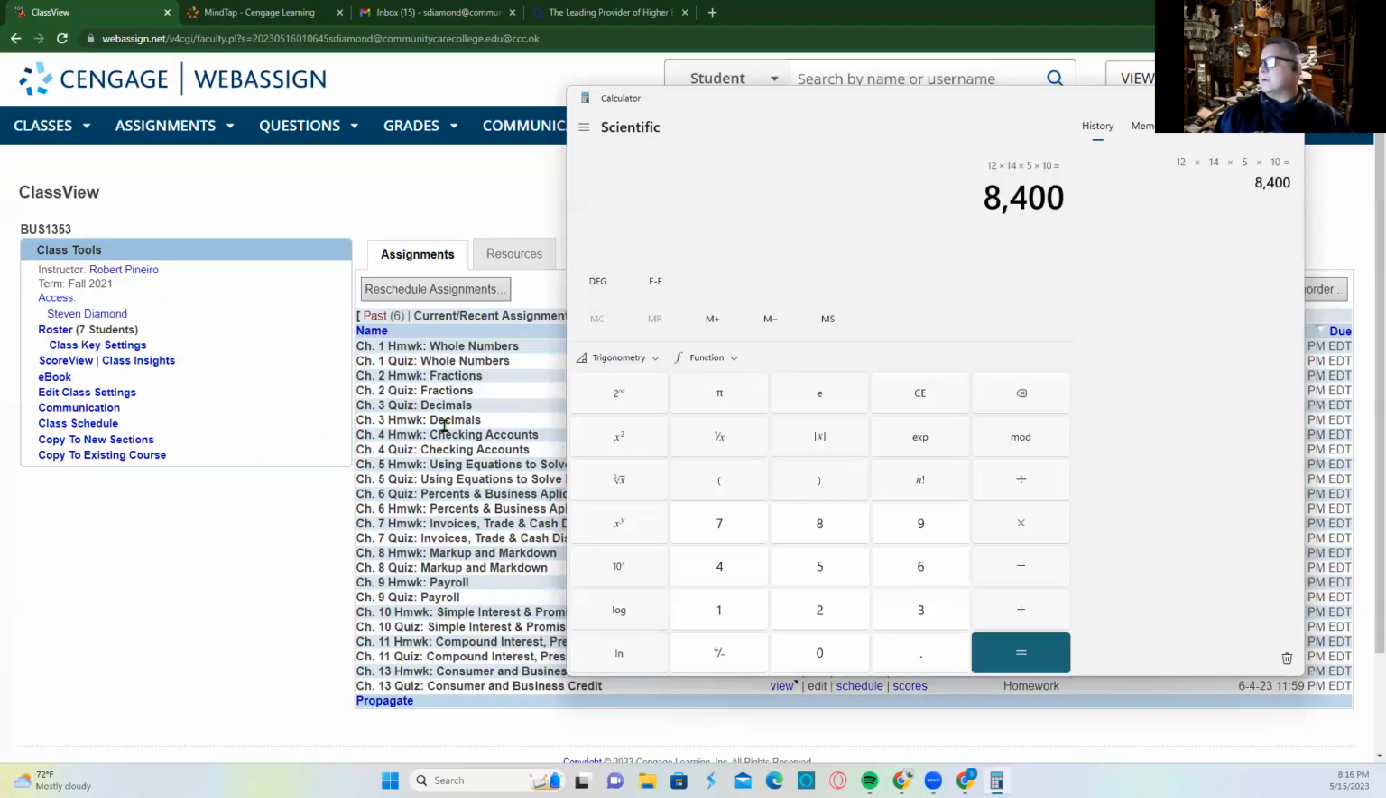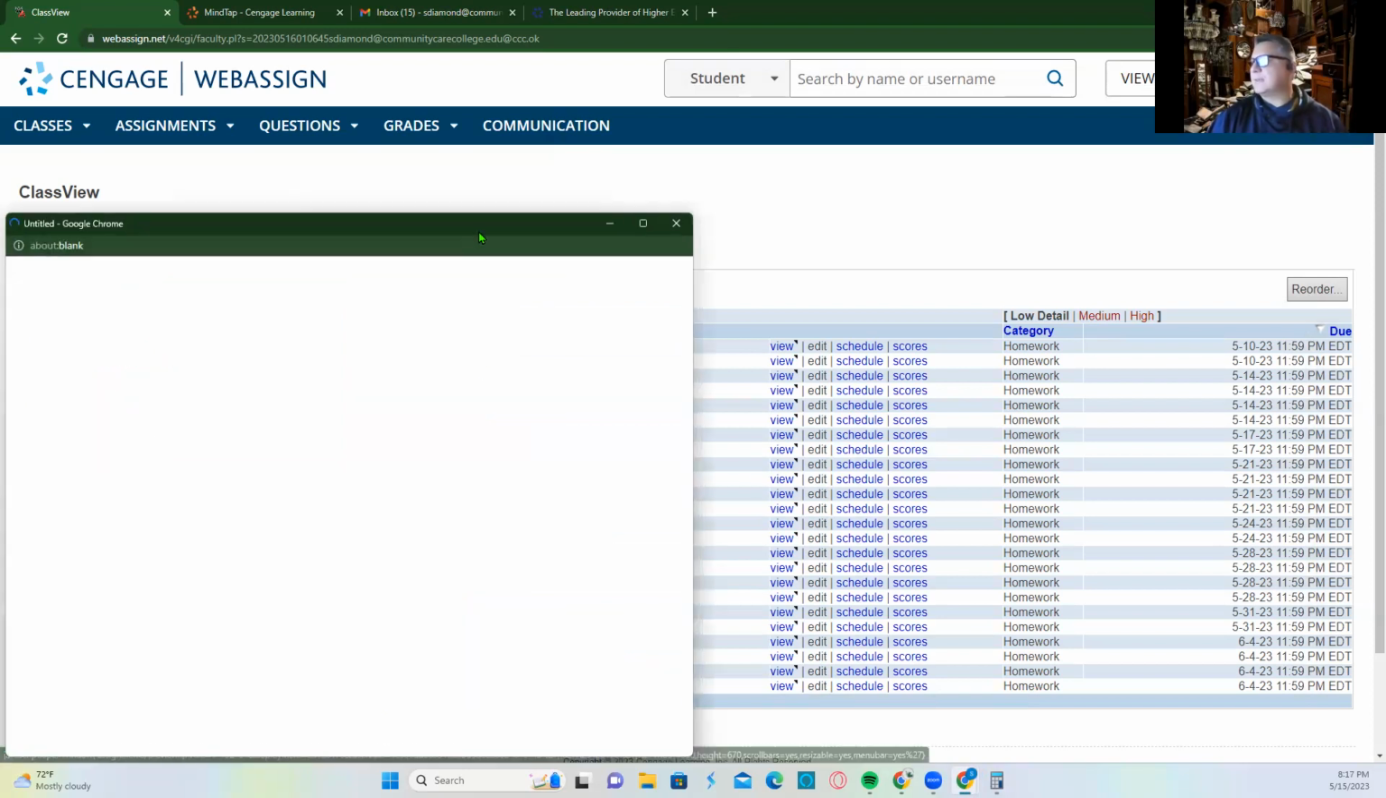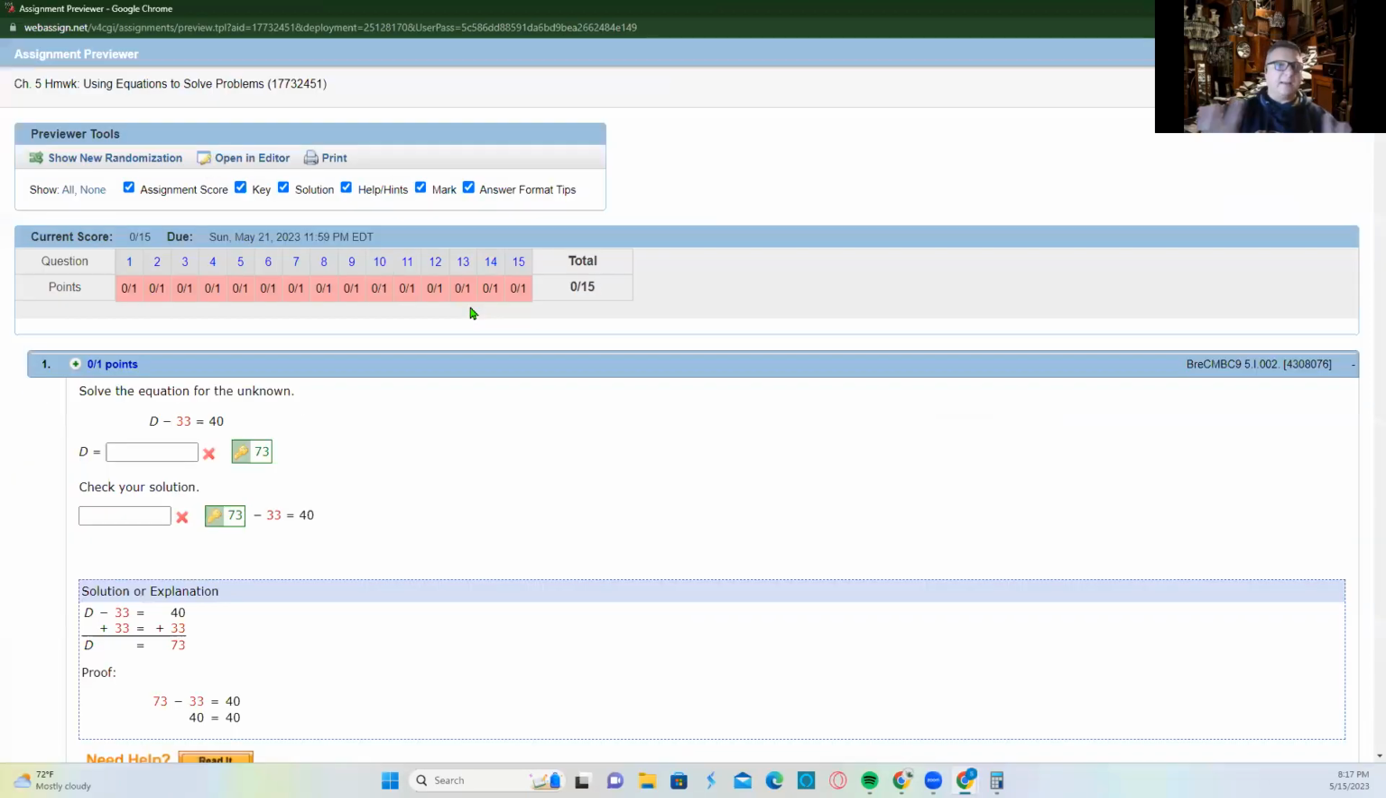Well, on this week's list, the next thing is checking accounts. I'm not going to cover that, guys. That is really easy. If you need me to help with it later, that's one down the road. Here is the one that's going to cause you some issues, and this is using equations to solve problems. I'll just pull up chapter 5 right here. These numbers may or may not be the same numbers as you have, and I'm fine with that. You're here, you get the extra help.